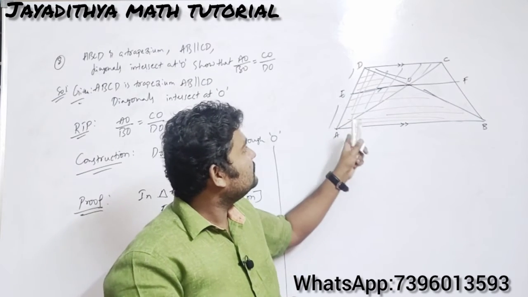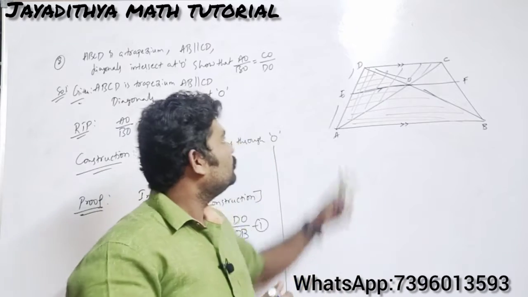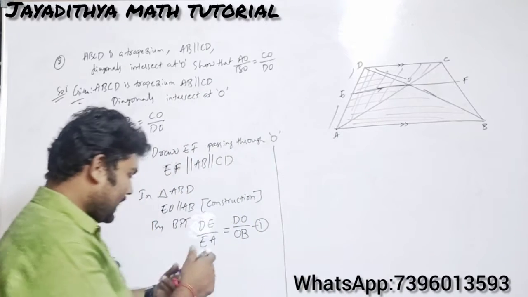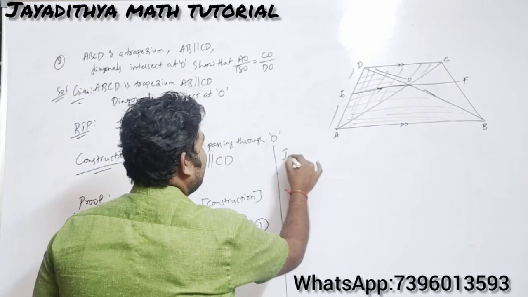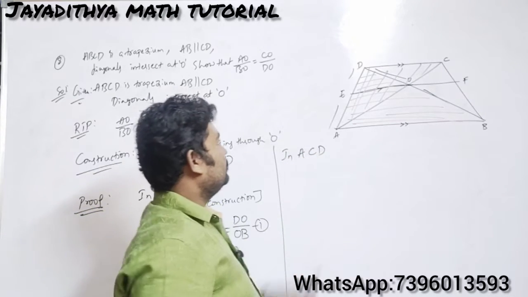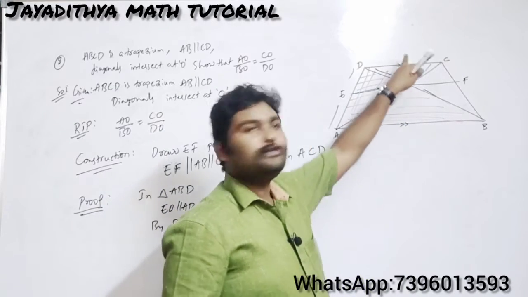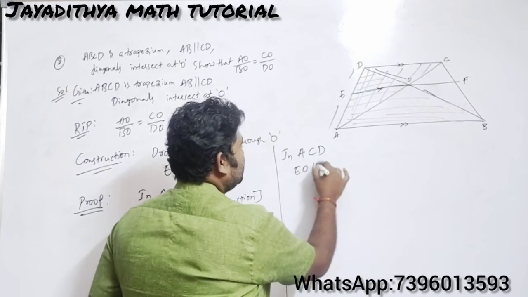If you take the triangle ABC, again it will be a tough job for you. So you should do it like this only. Which triangle am I taking now? I am taking triangle ACD. In this, EO is parallel to DC, right?